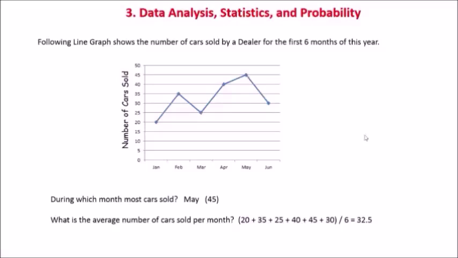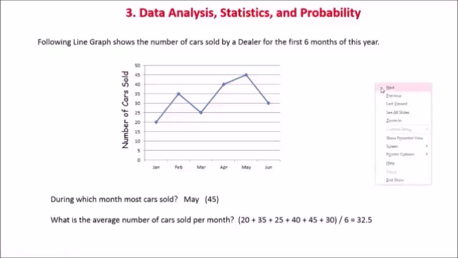If you want to find the average, then what you need to do is look at the sales number of cars in every month, like in January 20 plus 35 plus 25 plus 40 plus 45 plus 30, add those, and then divide by 6, so 32.5. So that's the average number of cars sold per month is about 32.6, okay?